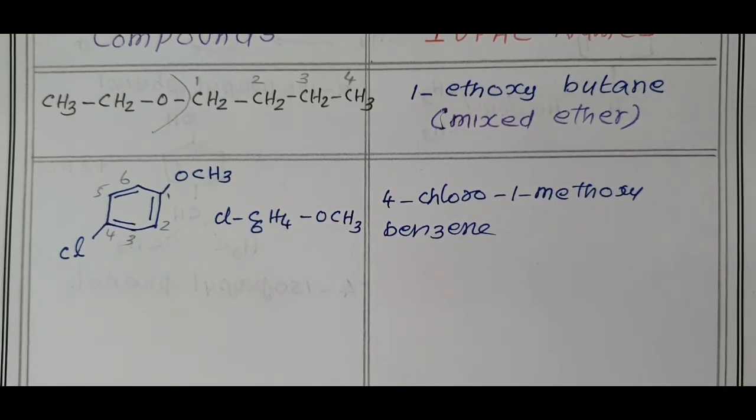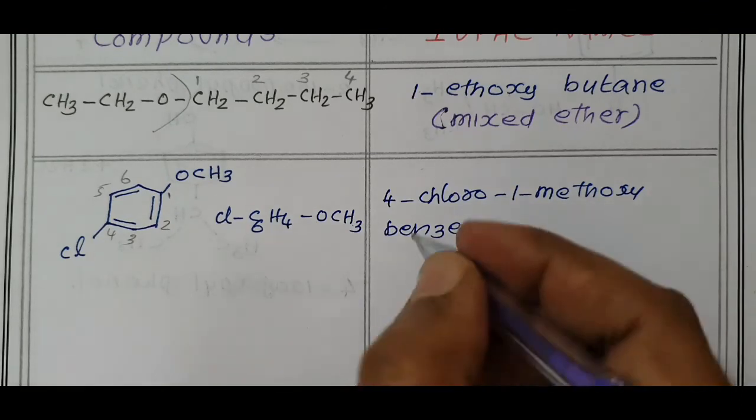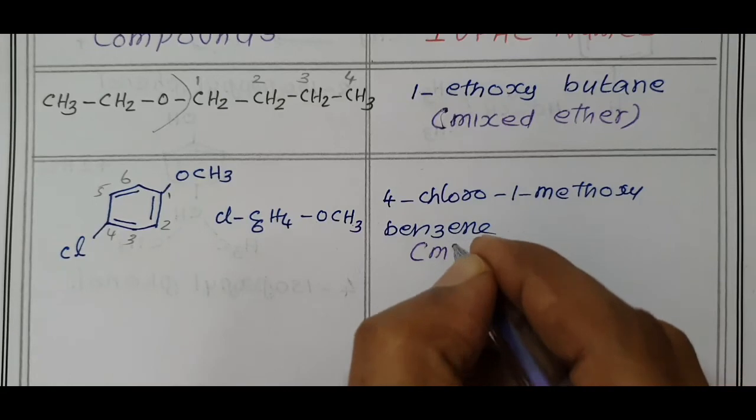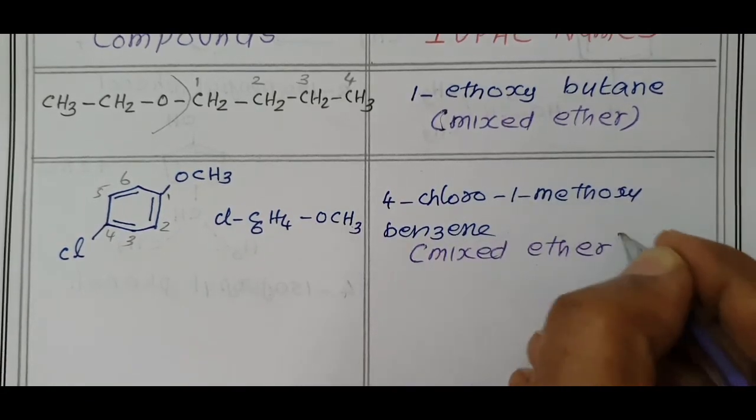And the 2 alkyl groups attached to the ether functional group: here 1 carbon, here 6 carbon. The alkyl groups are different. Therefore, this is also an example of mixed ether, also called unsymmetrical ether.